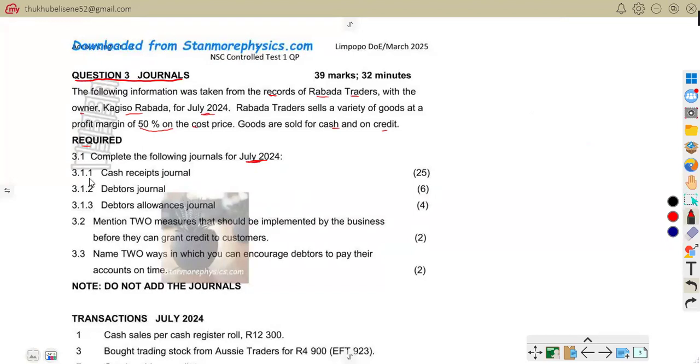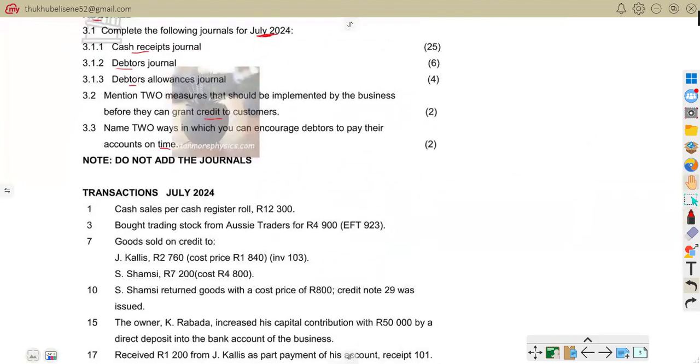3.1.1 is cash receipt journal, so we are to do the cash receipt journal. 3.1.2 debtors journal. 3.1.3 debtors allowance journal. 3.2 says mention two measures that should be implemented by the business before they can grant credit to customers. And 3.3, name two ways in which you can encourage debtors to pay their accounts on time.